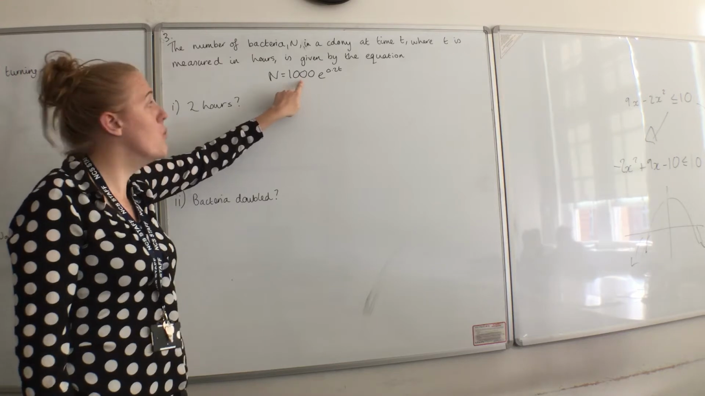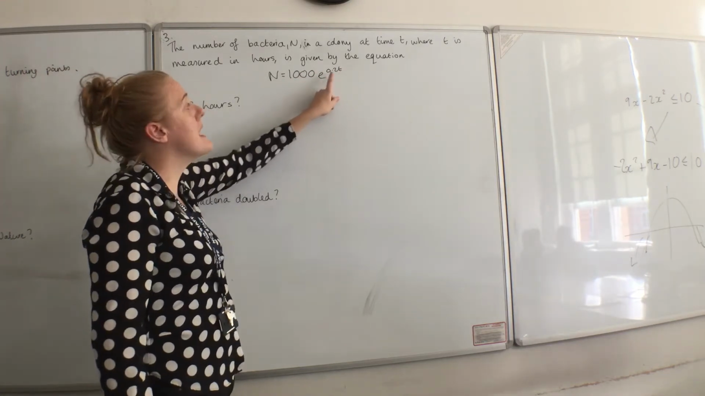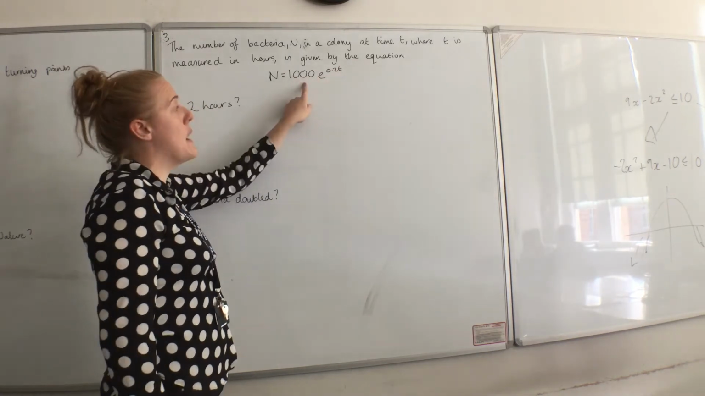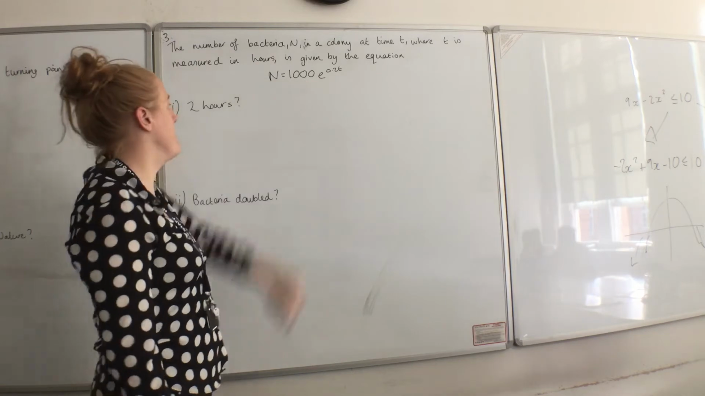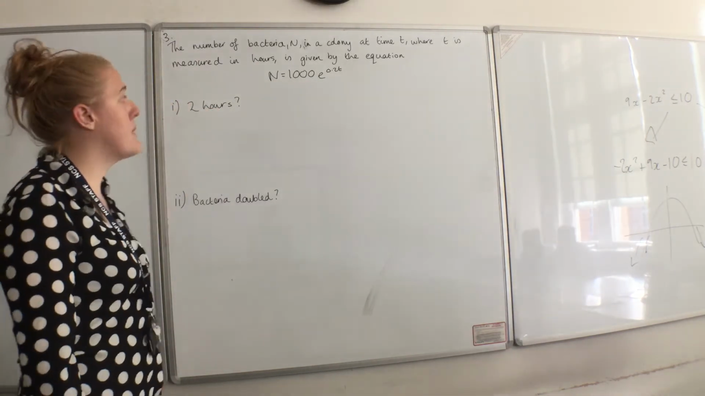bits of bacteria. We know that because obviously time would be 0, and this would be e to the power 0, which would be 1. So when t was 0, at the start, there was 1,000 bits of bacteria. Okay? We now want to work out what it is for 2 hours. So how much bacteria is there after 2 hours?